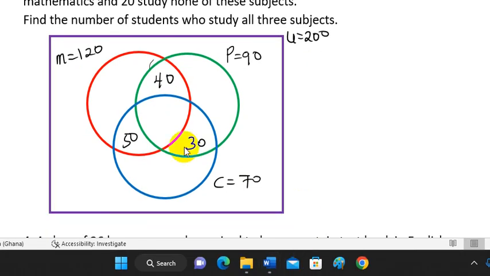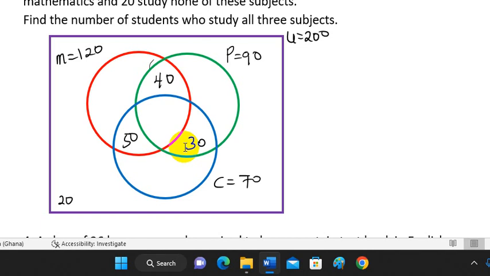All right, so we are also told that 20 study none of the subjects. So that 20 will be somewhere here. Let's put it there. That 20 cannot be in any of the circles, because the red circle is for maths, the green circle is for physics, and the blue circle is for chemistry. So it will be outside the circles, but still in the school.